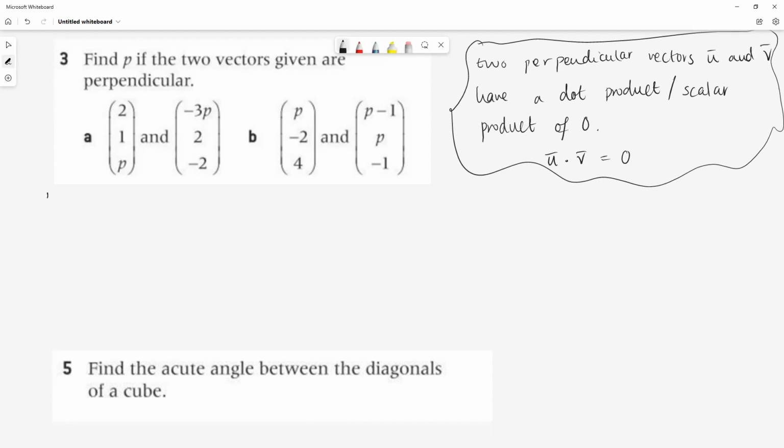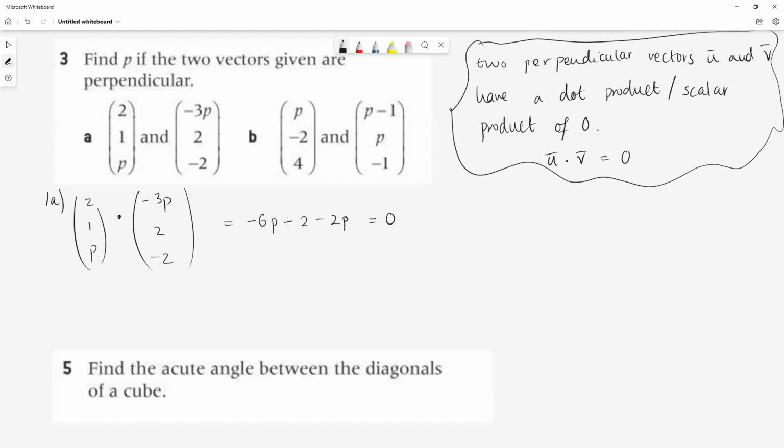So in the first one, we're going to do the dot product of these two vectors. So 2, 1p times negative 3p, -2. The dot product of these two would be negative 6p plus 2 minus 2p. And this should be equal to 0 if they're perpendicular.